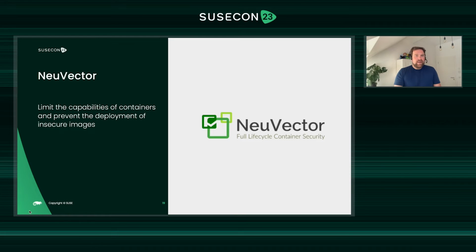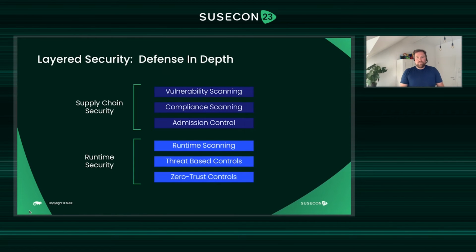NeuVector is tackling security at two levels. First, the supply chain with security, CVE and compliance scanning, and then runtime security, where NeuVector can limit what a container can do in production when it's running, to also make all these attack vectors that we just saw not possible. There are a lot of more detailed talks about NeuVector, one also from Tracy here at SUSECon. You should definitely check it out if you want to have more details.